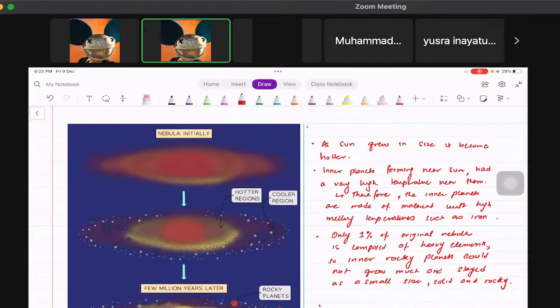Now, due to this temperature, they can't grow, because molecules of hydrogen, helium, water, and methane could not exist in solid state. So that's why the rocks just were left. All right.